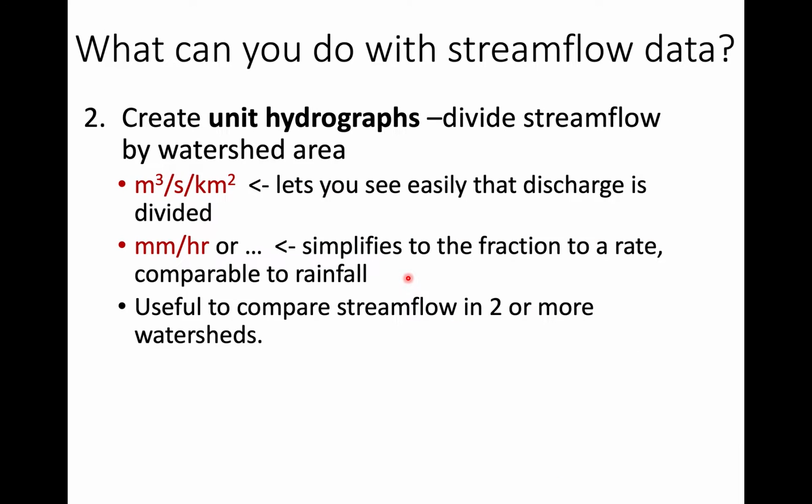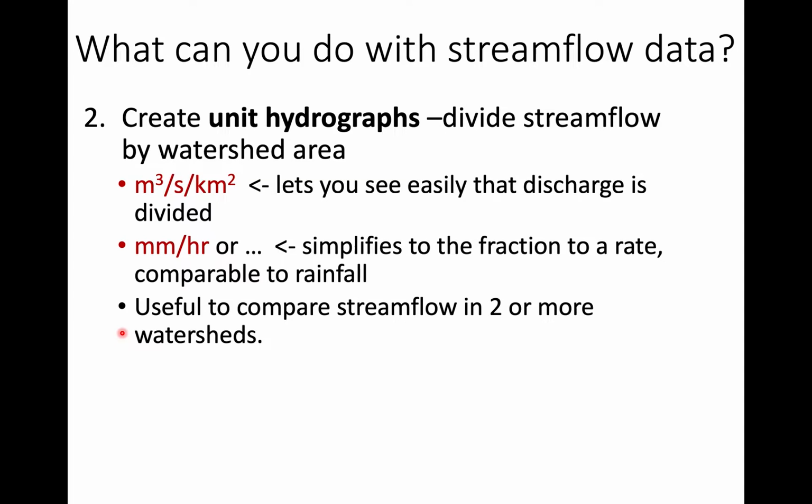All right, the next thing you could do is create a different form of hydrograph, and I'll show you this in a second. We call it a unit hydrograph. So the key difference here is that you're going to take your discharge or streamflow number and you're going to divide it by your watershed area. So this is really useful when we want to compare multiple watersheds to each other. If you have a watershed that has an area of 10 square kilometers and another watershed that has an area of 100 square kilometers, the data from the bigger watershed, assuming the same climate, is going to have higher streamflow.